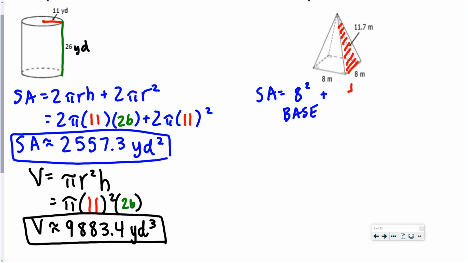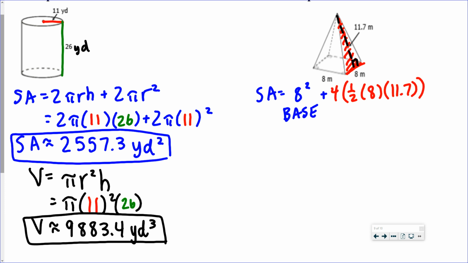So area of a triangle is 1/2. My base is 8. And my height, they're showing me right here, that forms the right angle with the triangle. That'd be my height of that triangle, is 11.7. Okay, now how many triangles do we have on this pyramid? You can shout out. 4. 4, right? So we have to times this by 4.